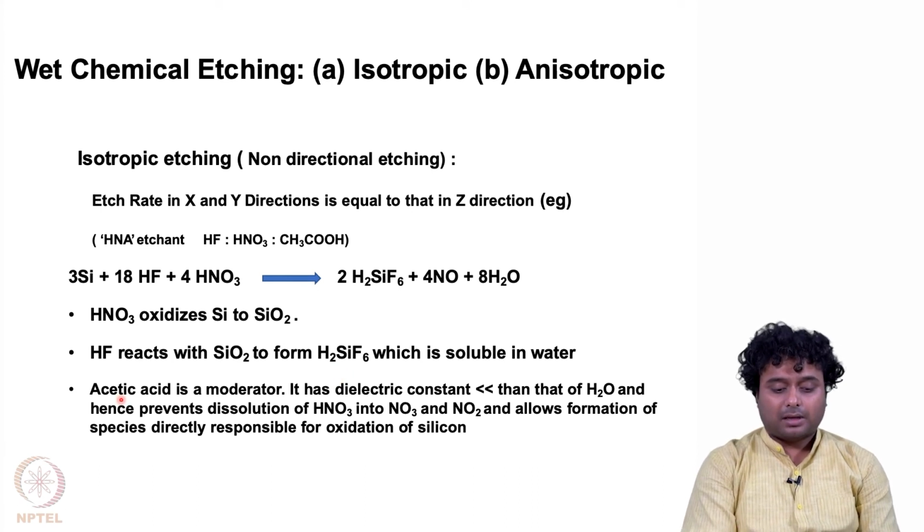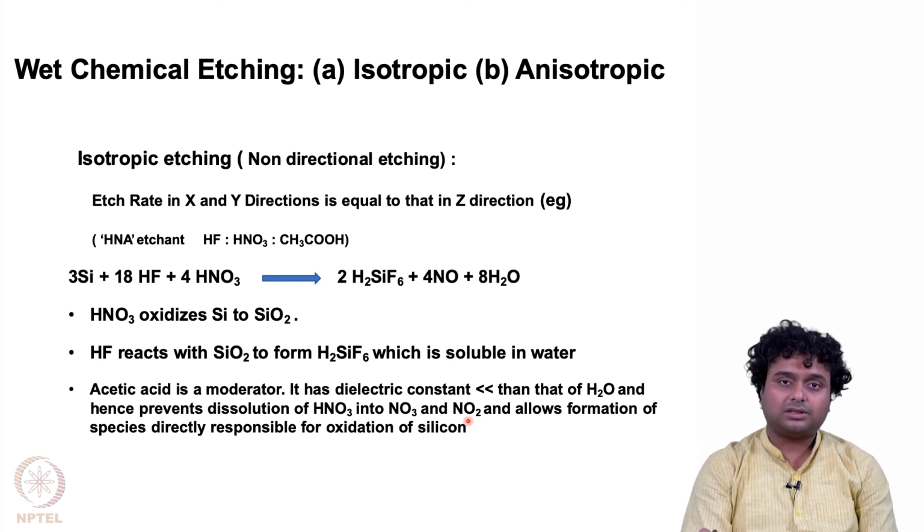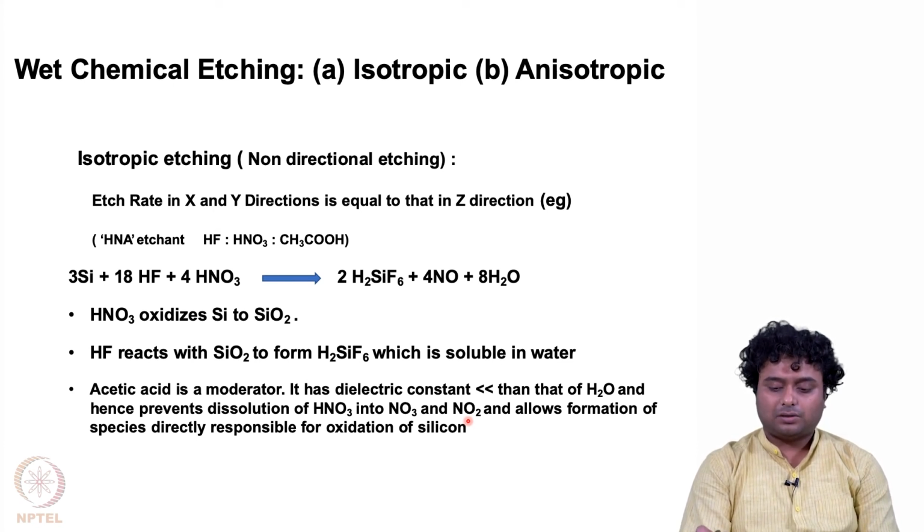Here the acetic acid is a moderator, that means it actually does not do any reaction, but it has a dielectric constant which is very much lesser than water. So it prevents HNO3 from breaking into NO3 or NO2 and allows formation of species that are directly responsible for oxidation of silicon. So it reduces the rate of HNO3 dissociation, and because of that HNO3 will be more capable of converting silicon to SiO2, and that SiO2 will react with the HF and ultimately make this dissolvable product. So accordingly we can get silicon etching.